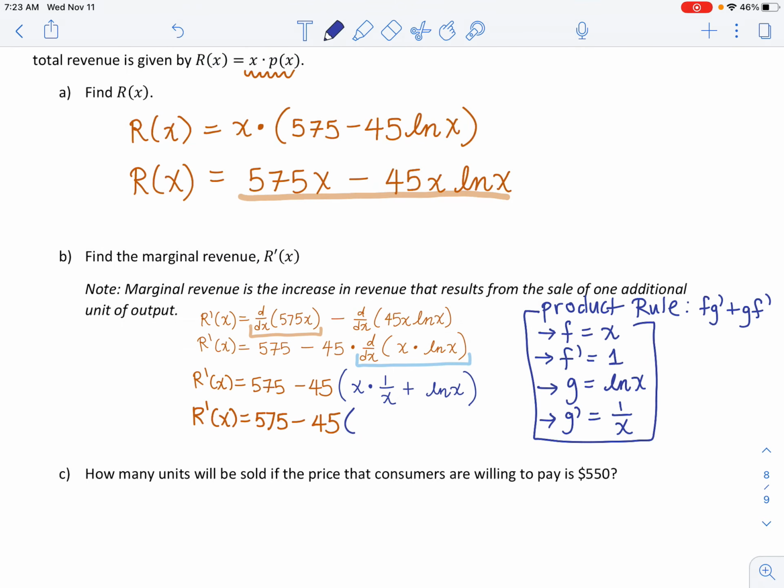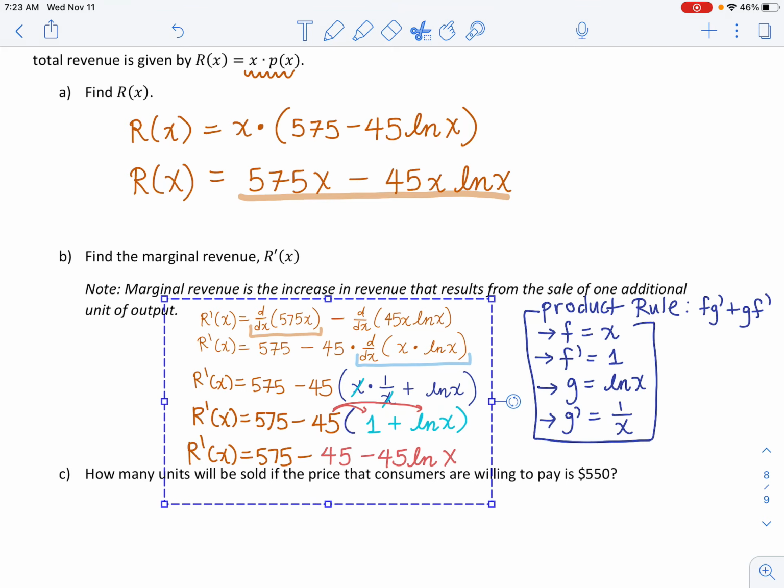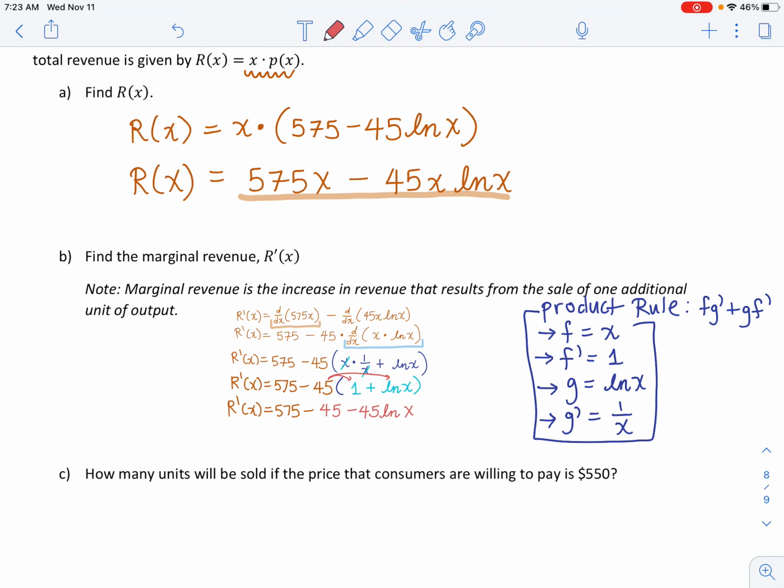All right, let me go ahead and simplify what's inside. As you can see, this x times 1 over x will give me 1, right? And then the natural log of x just comes down. I can go ahead and distribute that 45 and get r prime of x is equal to 575 minus, see, I'm distributing, you guys, 45 minus 45 natural log of x. Okay? I see some like terms. Oh my goodness, my work is getting smaller and smaller.